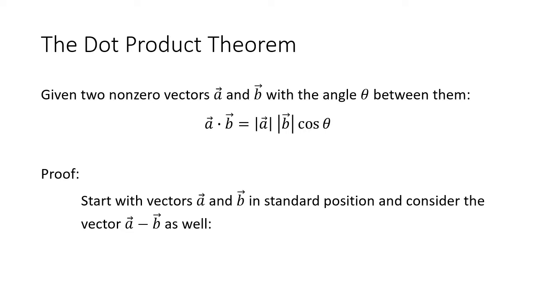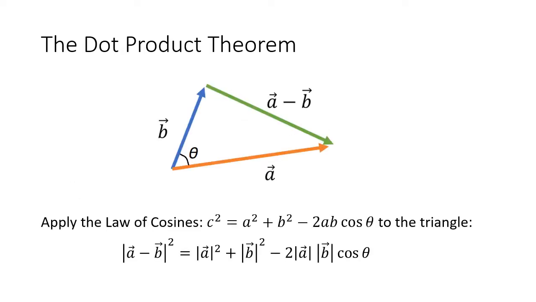And this proof is going to be a little bit different, a little bit more in depth. So if I start with vectors a and b, and I put those in standard position, I'm going to actually want to consider the vector a minus b as well. So hopefully you remember how we set up our triangle with a, b, and the vector a minus b. And we have that angle theta between them.